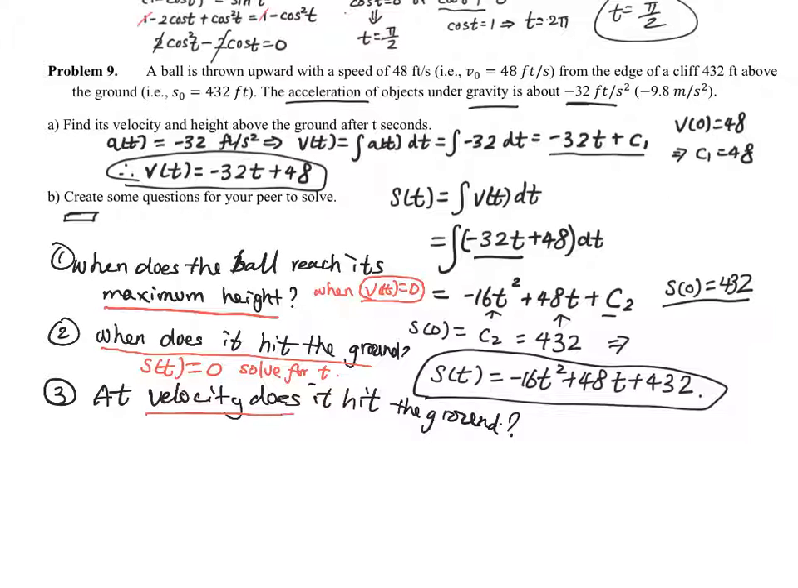And at what velocity does it hit the ground? Once you find when the ball hits the ground, you know the time, then you can use the velocity function, plug in this time, and then you know the velocity when the ball hits the ground. These are the problems that we actually did back in an earlier chapter. So that's it for this chapter.